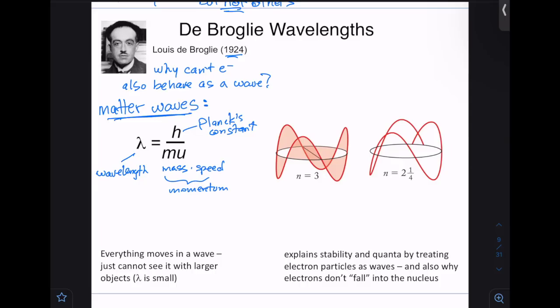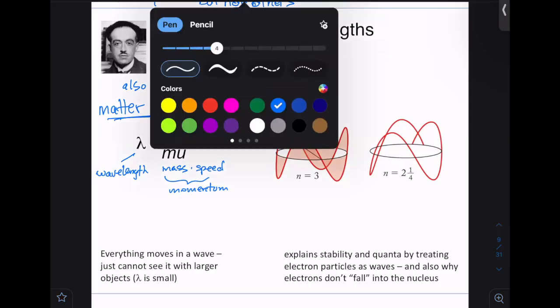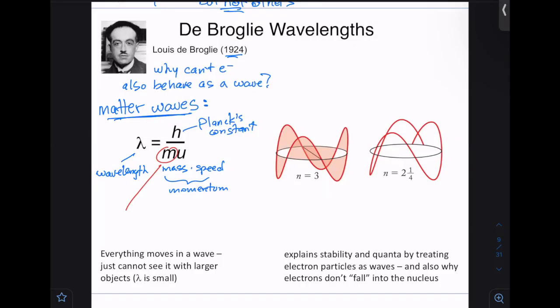We just can't measure that wavelength because the mass of the Earth is pretty large, and that mass is in the denominator. So it's going to make the wavelength way too small for us to measure. So the mass of large objects is too large to then measure the wavelength. But the mass of an electron is so small that we actually can measure this wavelength. Everything moves in a wave, we just cannot see it with large objects.